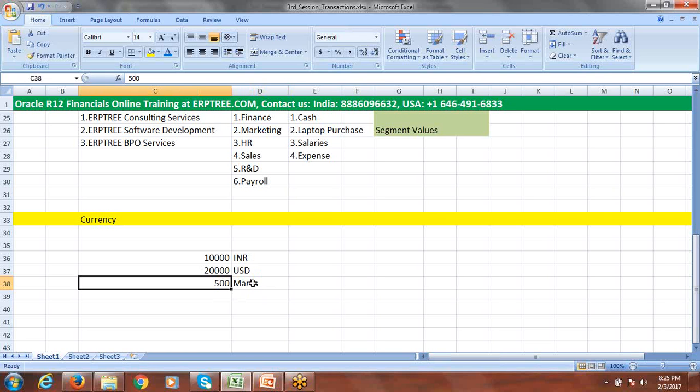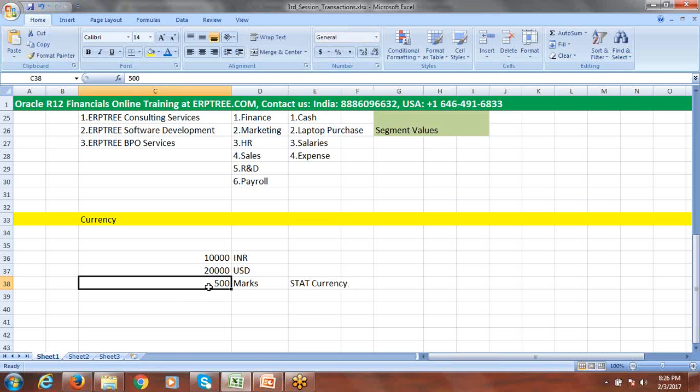Here I've taken marks, but otherwise I can say this 500 is kilometers. That is also a non-monetary measurement, as kilometers are not related to currency. Or I can say 500 square feet, which is also not a currency measurement. Or anything you can take: liters, millimeters, centimeters, grams, kilos, or tons. Any measurement other than currency measurement. Rupees and dollars are currency measurements. Other than these, all the other measurements, as per the Oracle system in a generic way, you treat as not currency but stat currency.